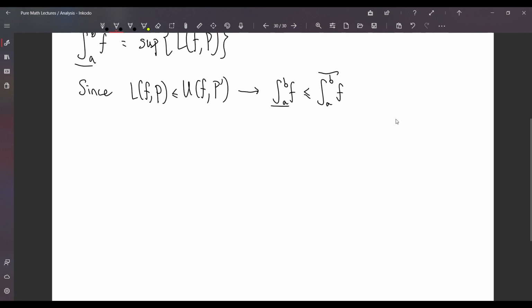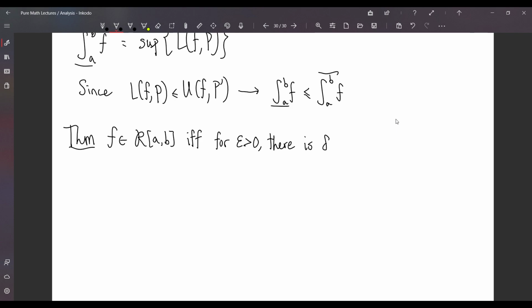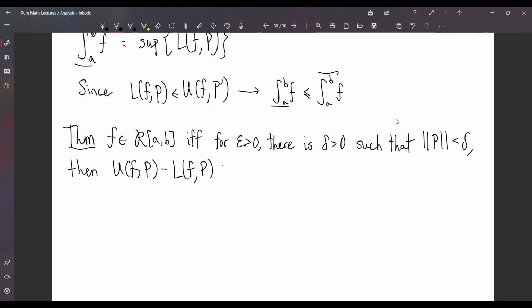Okay, so with those definitions, we are going to get into the theorem, which is the Darboux Criterion, which says that a function f is Riemann integrable if and only if for every epsilon greater than 0, there is a delta greater than 0, such that if P is a partition of AB and the mesh of this partition is less than delta, then U of f,P minus L of f,P is less than epsilon.